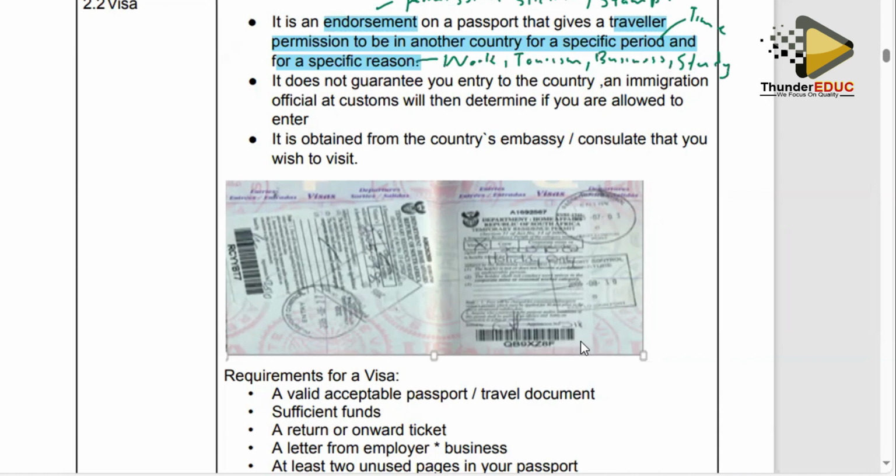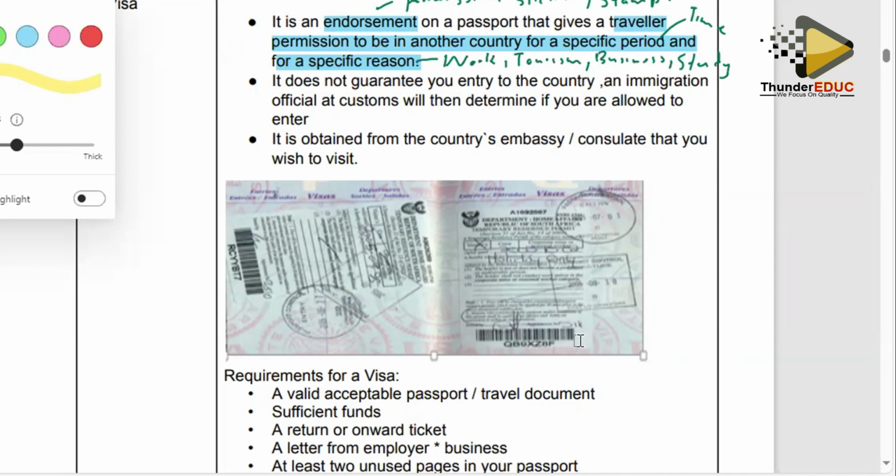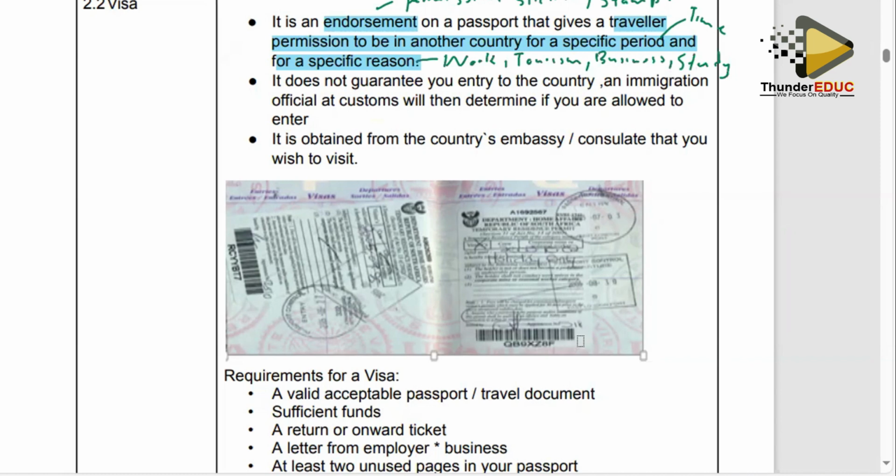The second bullet reads, a visa does not guarantee entry to the country. An immigration official at customs will then determine if you are allowed to enter. So carrying a visa is not the final thing. Your visa needs to be verified by an immigration official, and they will also check your luggage at customs to determine whether you're allowed to enter into a country. So yes, you need a visa on your passport, but in addition to that, it needs to be verified by an immigration official. Then you also need to go through a procedure known as customs in order to be allowed to enter into another country.